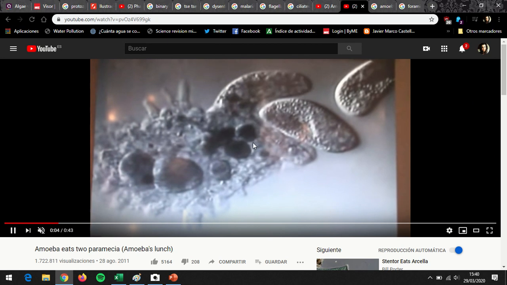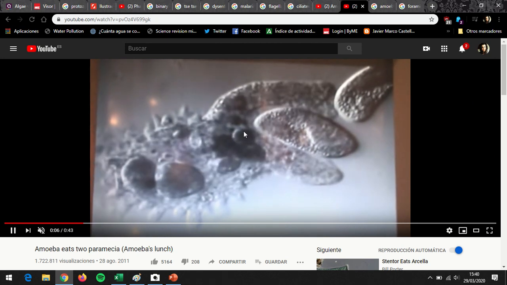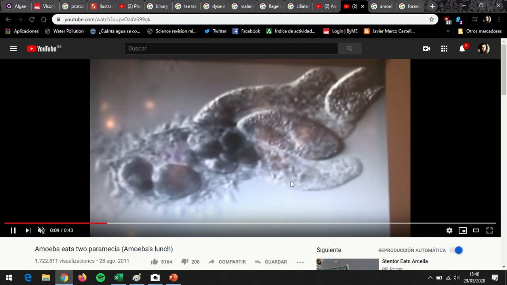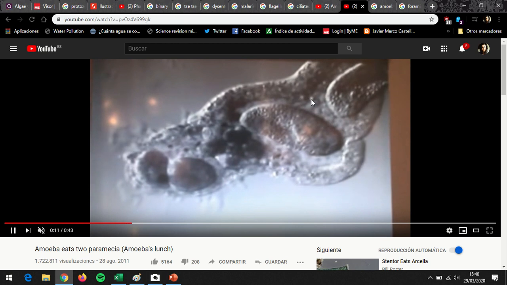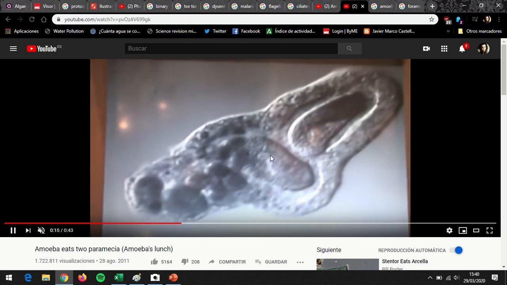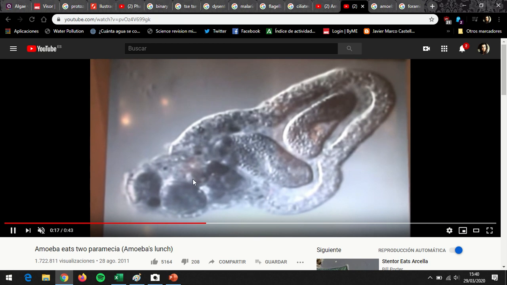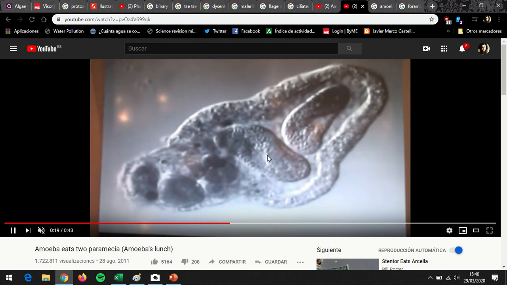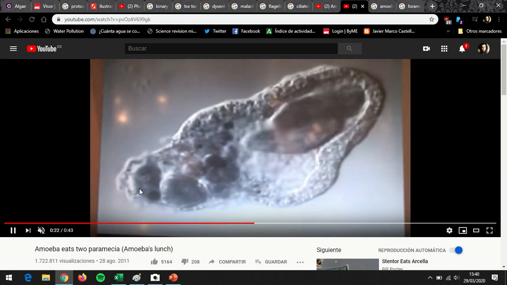This is the amoeba, and as you see, it is emitting these prolongations of the cytoplasm, these pseudopods, these false feet, and it is engulfing, está metiendo dentro de su citoplasma, these two paramecium, and eventually, with the vacuoles that it has inside, it will dissolve the two paramecium and eat them.